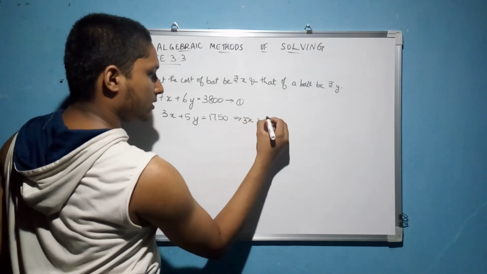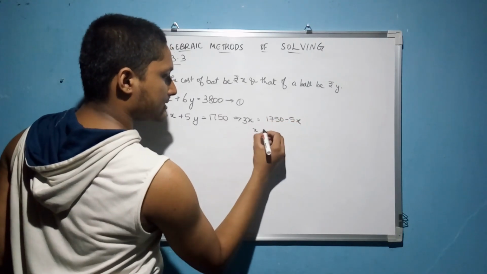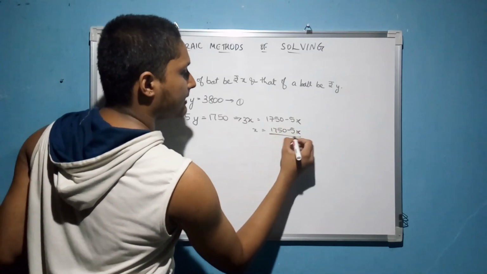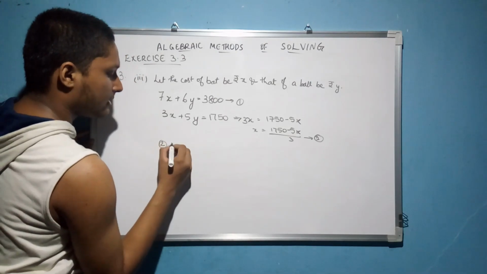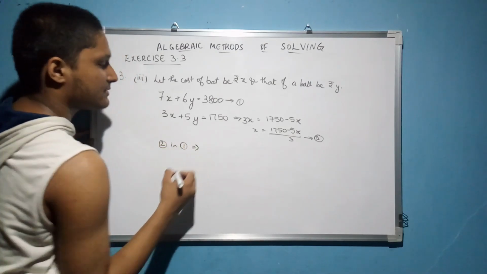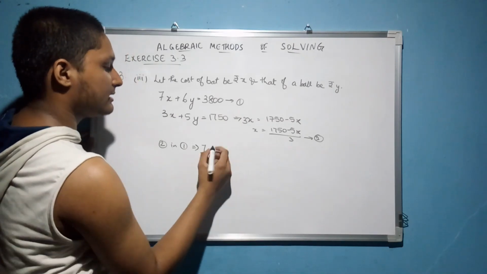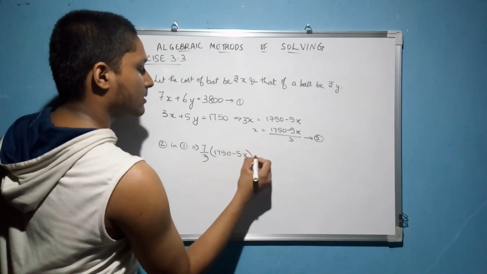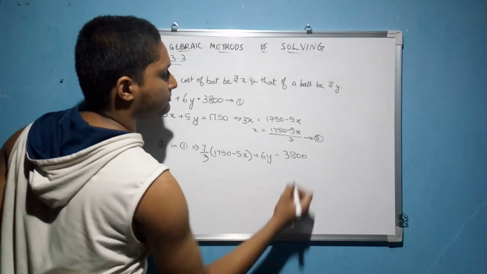I'll make this better for multiplication or substitution. So 3x is equal to 1750 minus 5y. x is equal to (1750 minus 5y) divided by 3. This is the second equation you're going to get. So the second one is going to be substituted in the first one. So this comes to be 7 by 3 into (1750 minus 5y) plus 6y is equal to 3,800.